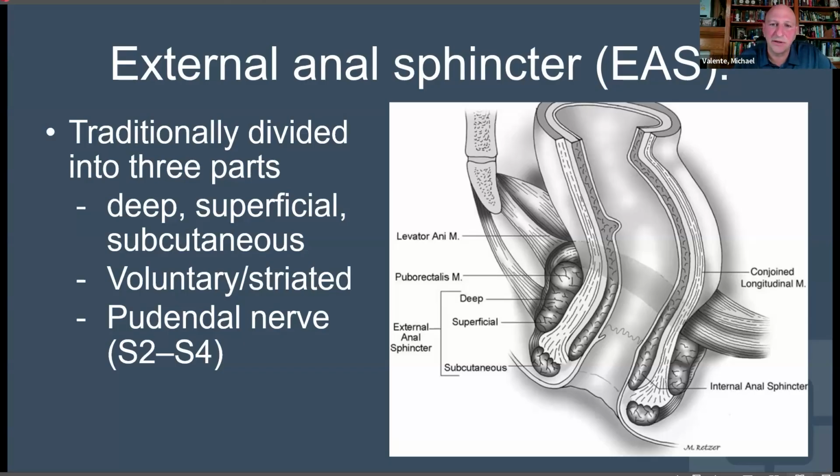So the external anal sphincter is traditionally divided into three different parts: deep, superficial, and subcutaneous. This is voluntary. It's striated. We have control. This is our squeeze pressure, and this is mediated by the pudendal nerve. And we're going to talk about nerves today because they're super important. This is S2 through S4, from the sacral foramina.